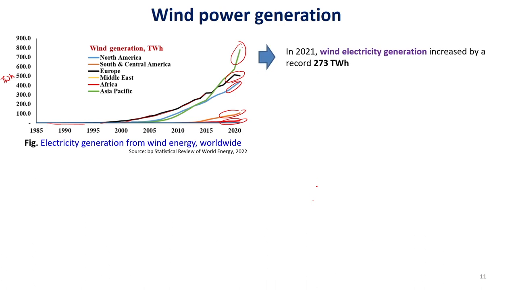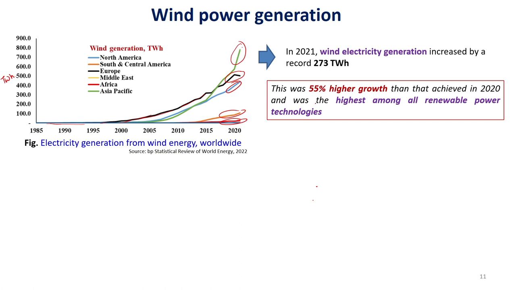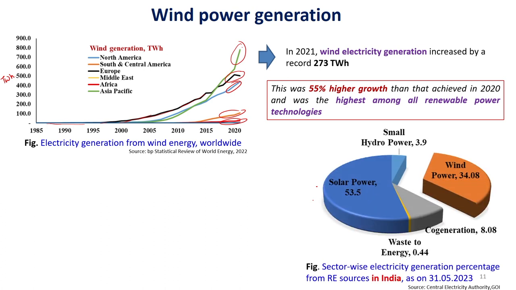So, in 2021, wind electricity generation increased by a record of 273 terawatt hour. So, this was 55% higher growth than that achieved in 2020 and was the highest among all renewable power technologies.